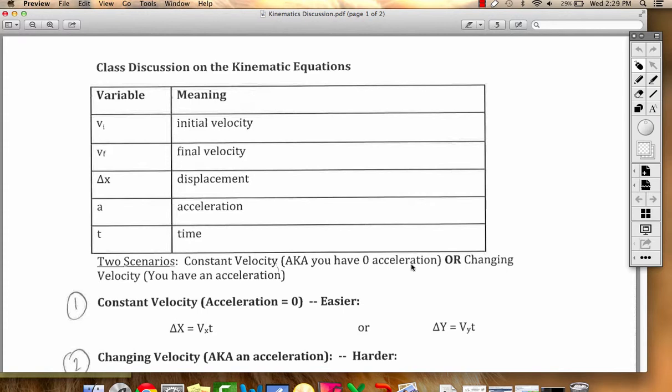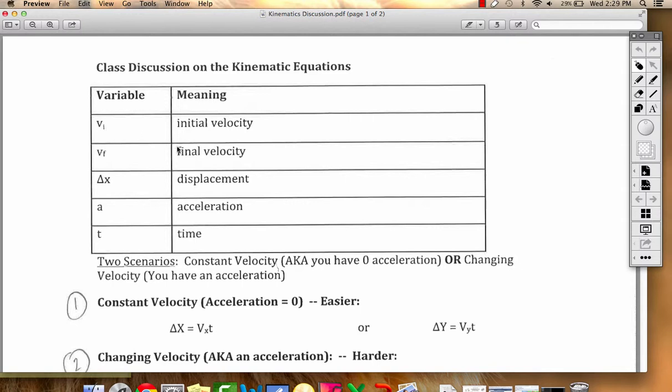Today we're going to be discussing the kinematic equations. Up at the top of this chart, I go through what each variable means, and these five kinematic variables are actually pretty darn important, so I highly recommend memorizing them. And each variable has a meaning.